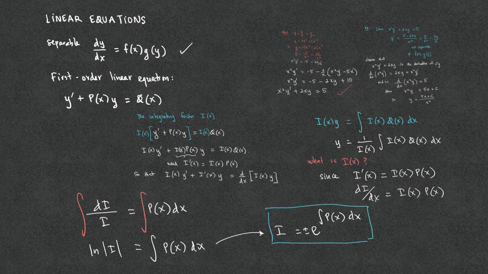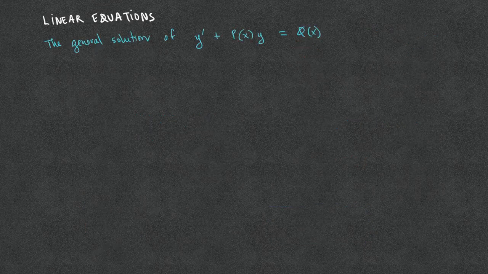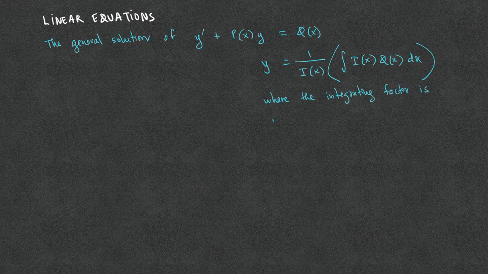And so the general solution of the linear equation y prime plus p(x)y equals q(x) is y equals 1 over I(x) times the integral of I(x) times q(x) dx, where I(x) is the integrating factor and it is e to the integral of p(x) dx. Let's check to see if it works.